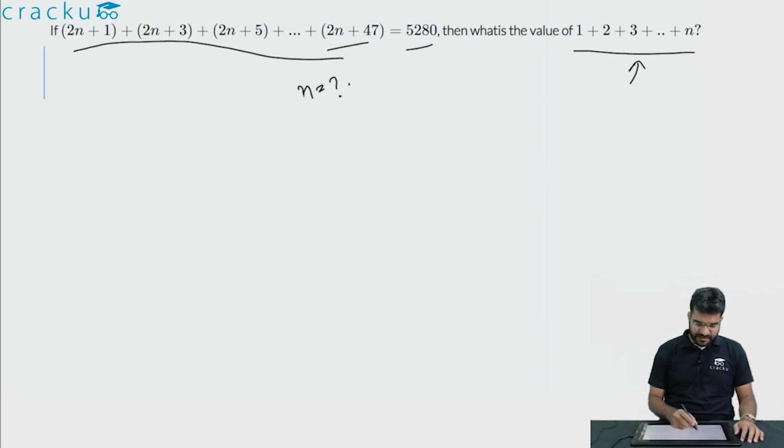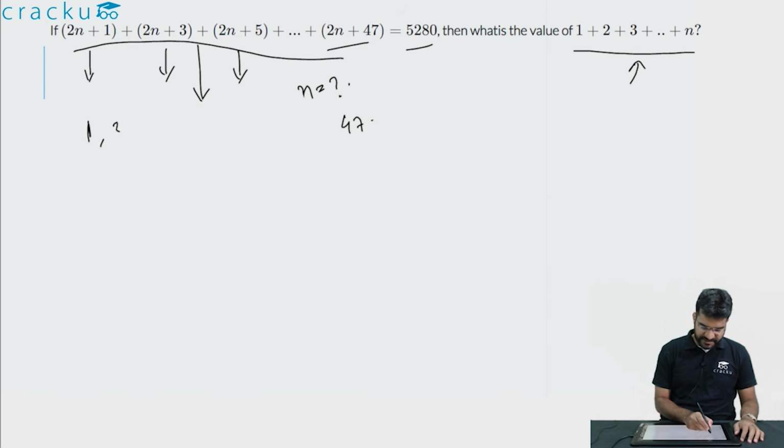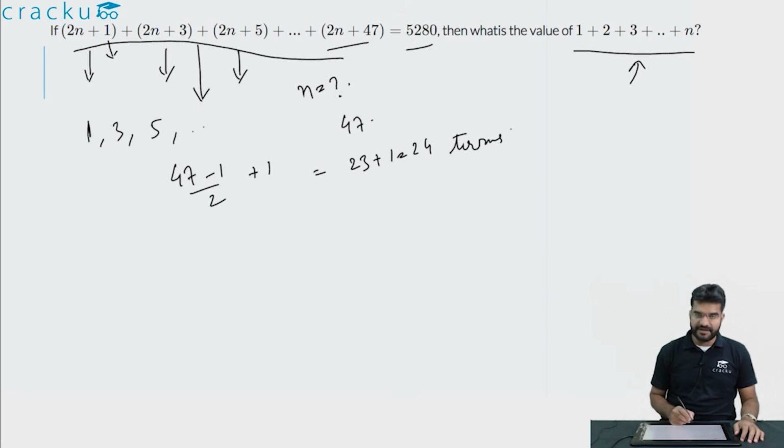So if you look at the equation on the left hand side, let us first try to figure out the number of terms. Each of these is part of an arithmetic progression. The common difference is 2. So the initial term is 1 and the final term is 47. So it is 1, 3, 5, ... We are only looking at the second term of each of the brackets. So the number of terms is (47 - 1)/2 + 1. So this will be 23 + 1, which is equal to 24. So on the left hand side, there are 24 terms, each of them separated by 2.